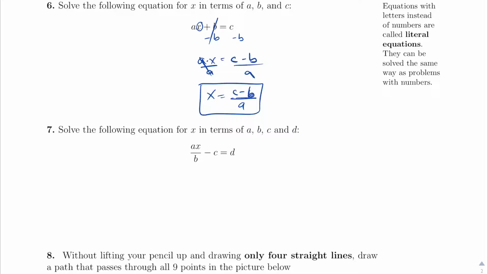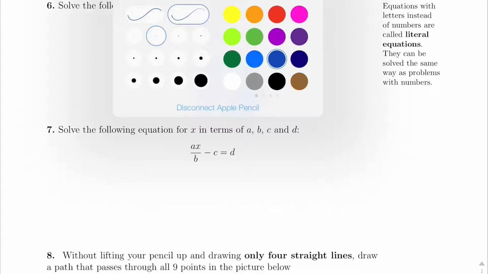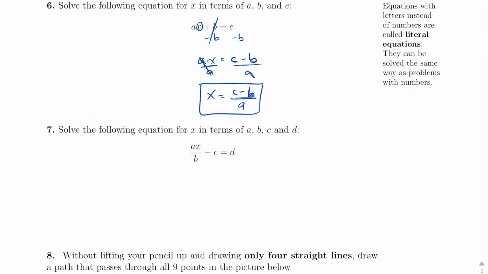For the next one, this one was a little trickier, so I do want to make sure we go over it. So we want to solve for x again. So we have to get rid of a, b, and c. C is the variable that's farthest from the x group. So we'll get rid of c first. Minus c, we add c on both sides. That gives us ax over b equals, because c and d are both positive, you can write it as d plus c or c plus d. I prefer this one because it's alphabetical.